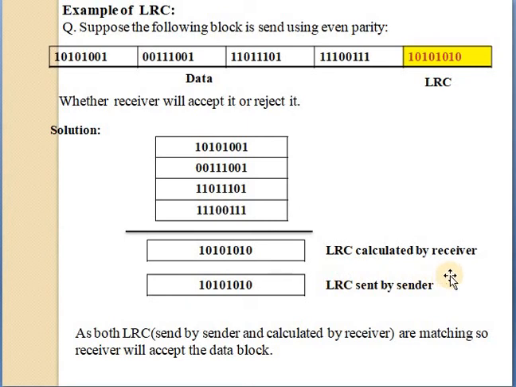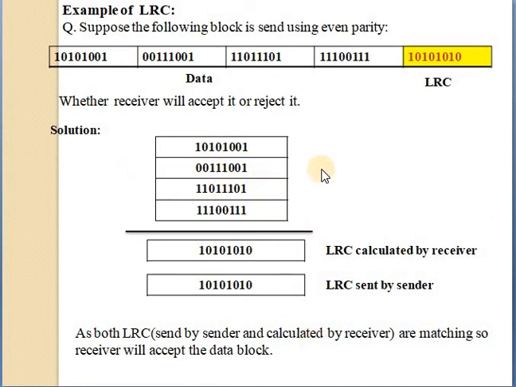The LRC calculated by the receiver is 10101010, and the LRC sent by the sender is 10101010. So the LRC calculated by the receiver and the one sent by the sender both match, so the receiver will accept the data block. It means there is no error or burst error in this data block, so the receiver will accept this data.